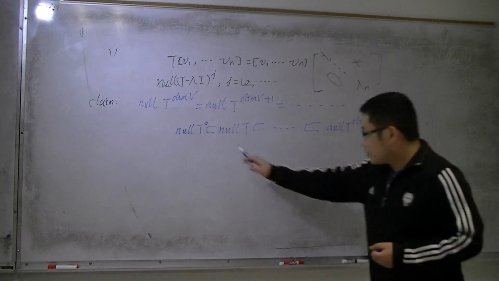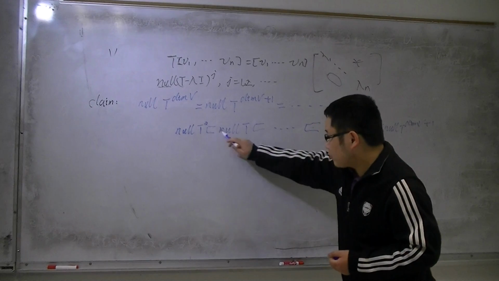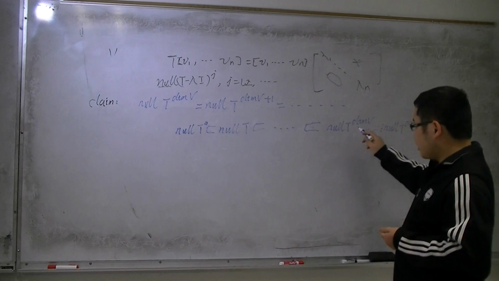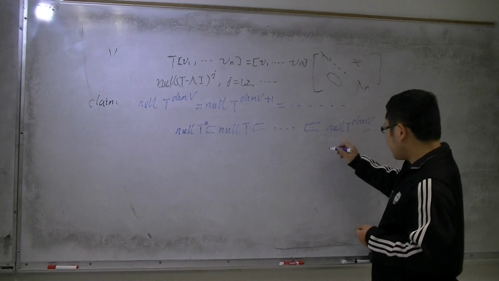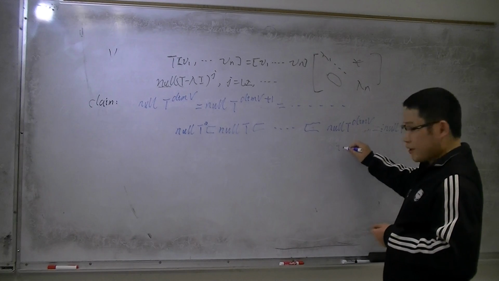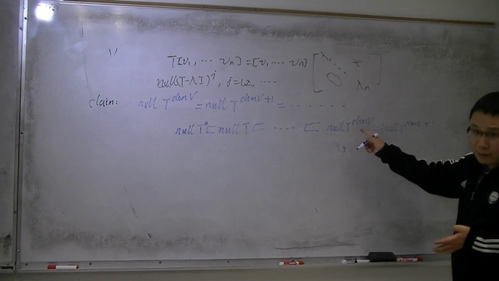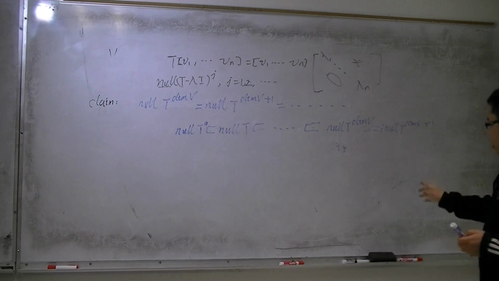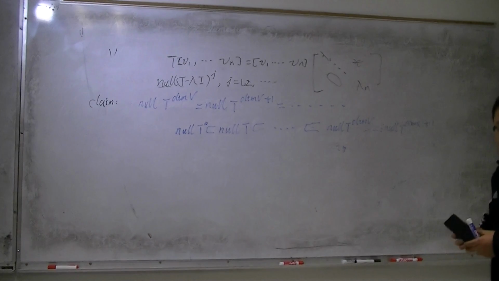Because if equality does not occur in the intermediate steps, the dimension increases at least 1 each time. Here, the whole dimension is dimension V, and the null space cannot exceed the dimension V. So that's the problem. That's the whole proof, and I simply argue this theorem.